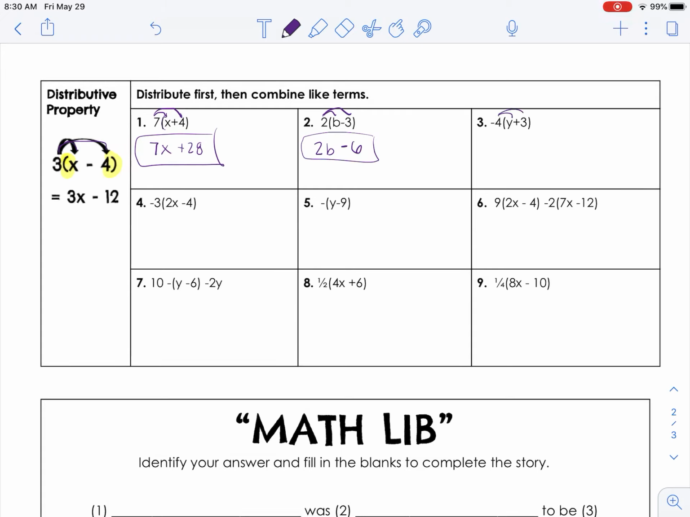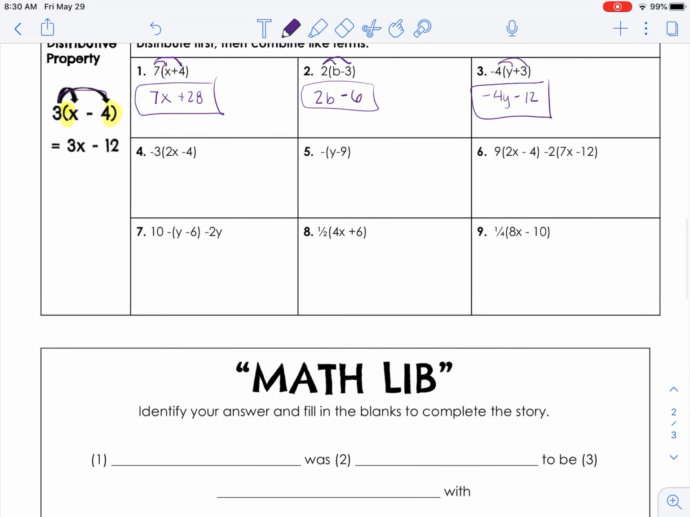So we're going to do the same thing for number 3. We've got negative 4 times y is negative 4y. Negative 4 times 3 is negative 12. And that is our answer. Make sure you're paying attention to your signs. For number 4, we're going to do negative 3 times 2x, which is going to give us negative 6x. And negative 3 times negative 4 is a positive 12. So that's our answer there.